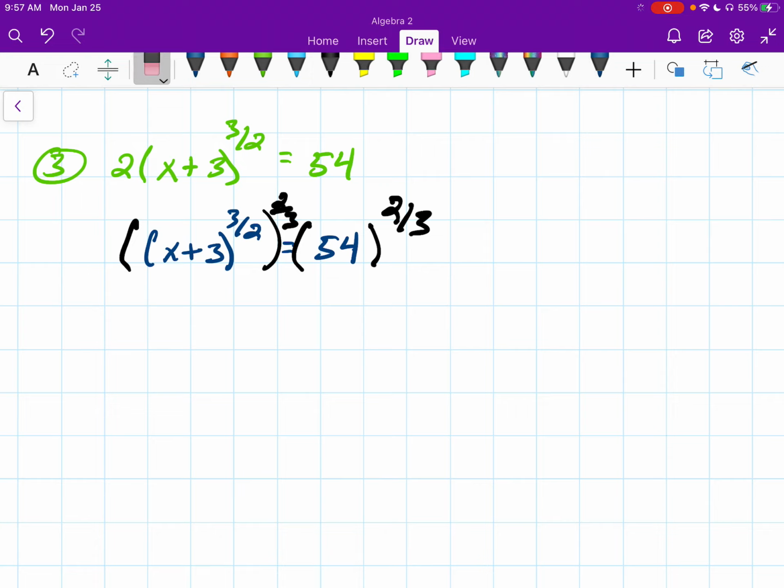Oops, I'm sorry. I wrote 54 here. We should have a 27. I'm sorry. Right, we get that from dividing the 54 by 2.